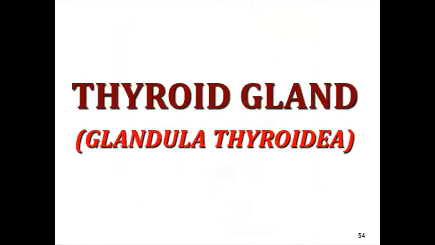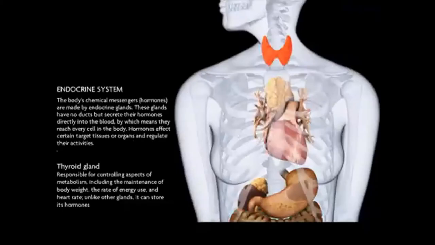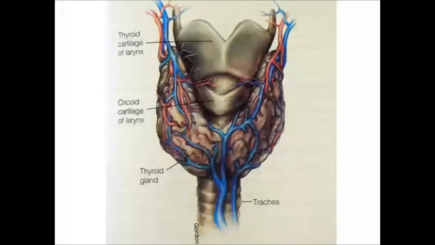Next one, thyroid gland. It is responsible for controlling aspects of metabolism, including the maintenance of body weight, the rate of energy use, and heart rate. Like other glands, it can store its hormones. Here, the thyroid gland near the thyroid cartilage, near the larynx and trachea.